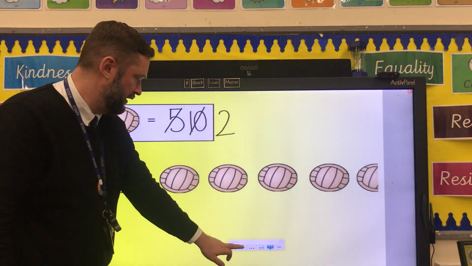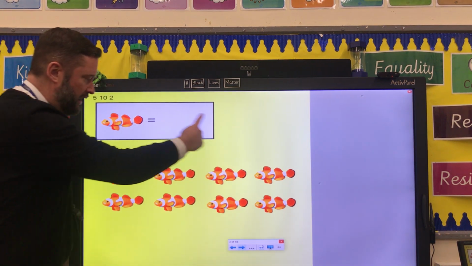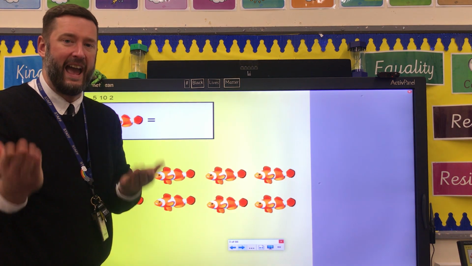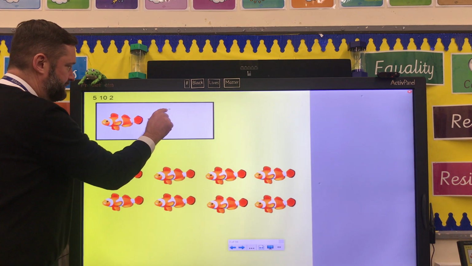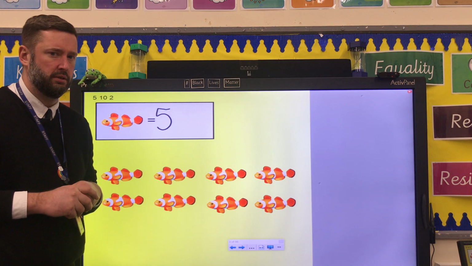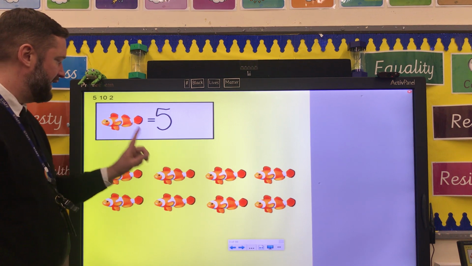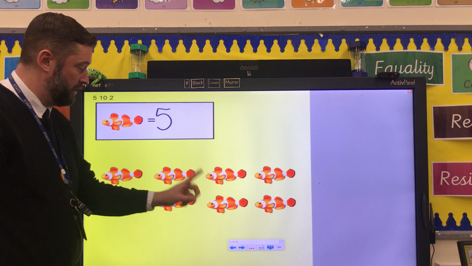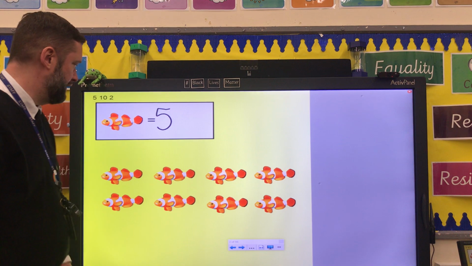Let's have a look at some fish. How many fish have I got? Can you see? Tell me how many fish? I've got 8. Right, let's say each picture has a value of 5. 8 5s. Do you know that already? What will the total be? Let's count in 5s. 5, 10, 15, 20. What's the total? 40. Well done.